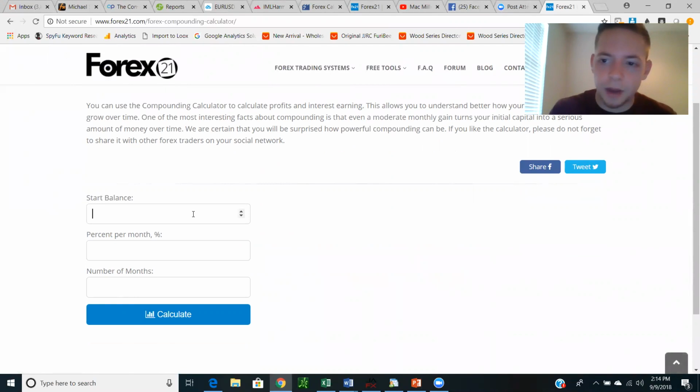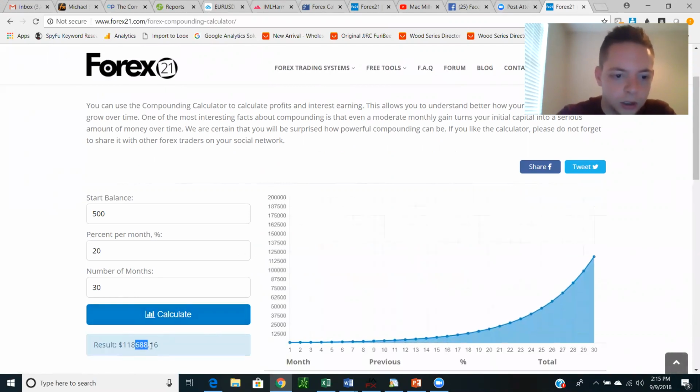So back to the compounding calculator, guys. Let's say you put $500 in your trading account. You're risking 20% of your account per trade. You only really need to take like 3 of these a week. Look at this. Let's say 30 trades, $118,000, $120,000. So you're going to take $500 to literally $120,000 if you follow the strategy and you do 20% per trade. This is the amount you're going to have after 30 trades in a row, if you win 30 trades in a row. Okay?